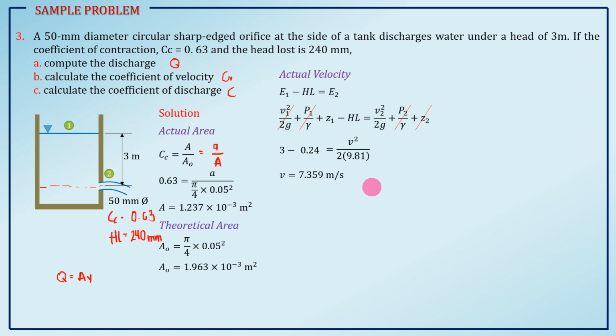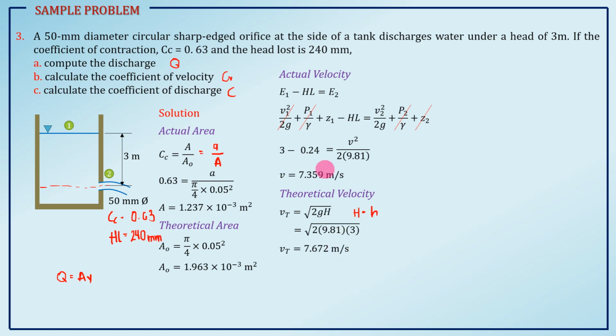Then next, let's solve for the value of the theoretical velocity. The theoretical velocity is equal to the square root of 2gh. So, now we have an open tank, free discharge. So, the big H is equal to just the head of the water, which is 3 meters. Solving for the theoretical velocity, we have the square root of 2 times 9.81 times 3, or a theoretical velocity of 7.672 meters per second.